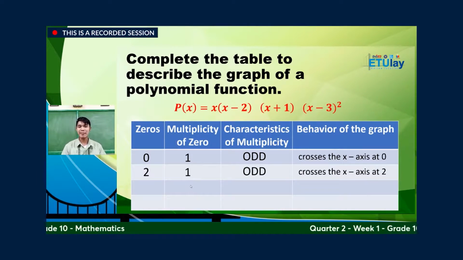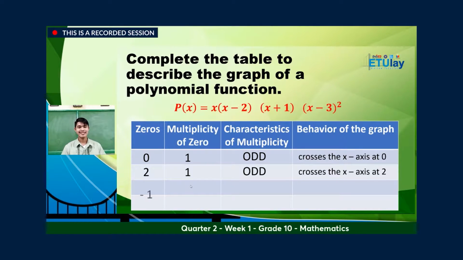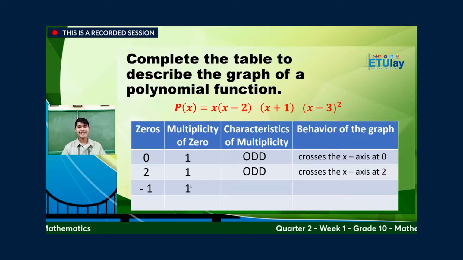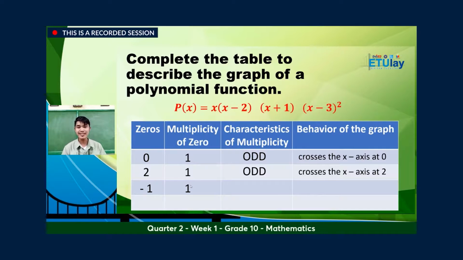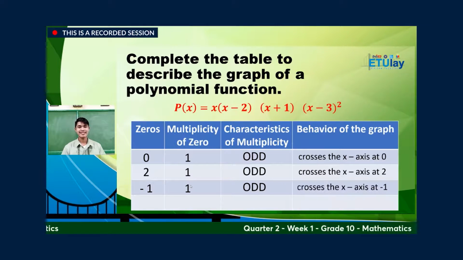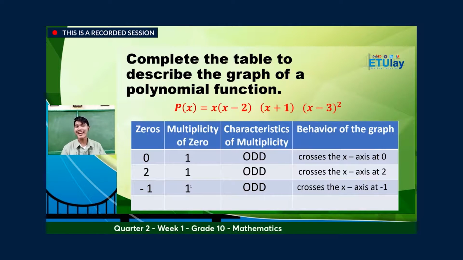Okay, malapit na matapos. Now, how about the third 0? The third 0 is negative 1. And what is its multiplicity? Yes, the answer is 1. And of course, 1 is correct. It's odd. And what is the behavior of the graph? You got it right. It crosses the x-axis at negative 1.